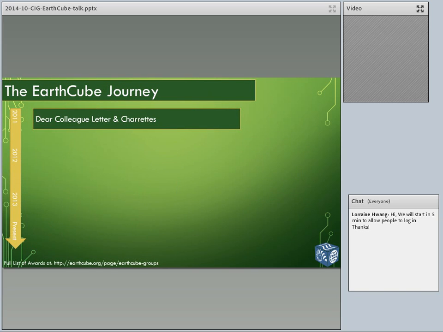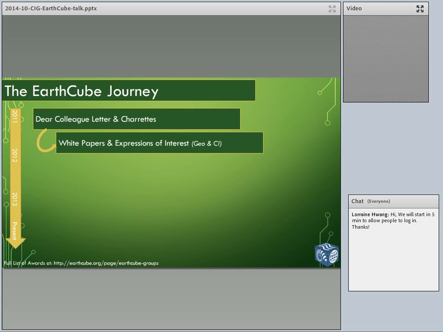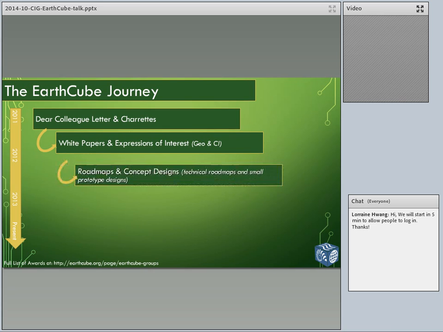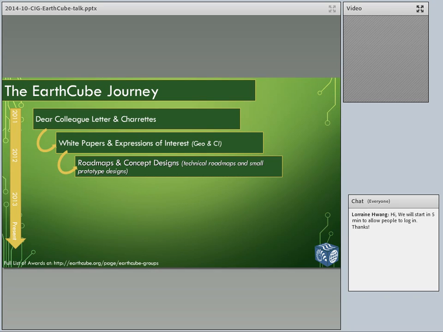Now, the EarthCube Journey is another slide that the EarthCube test governance is showing. It started in 2011 with some dear colleague letters, and there was a charrette with some brainstorming sessions about the community getting together, mostly the computer science-oriented people, to answer some questions like, do we need cyber infrastructure in geosciences? What kind of problems do we want to solve? What are the goals to achieve? And that resulted in white papers and expressions of interest in 2012. And in 2012, there was a roadmaps and concept design initiative.